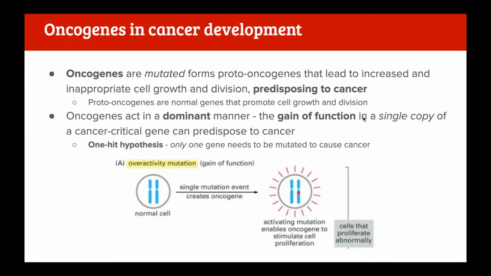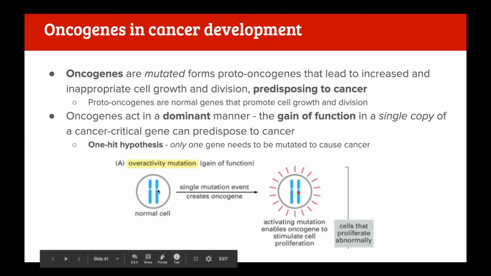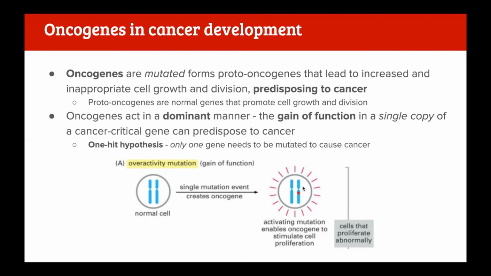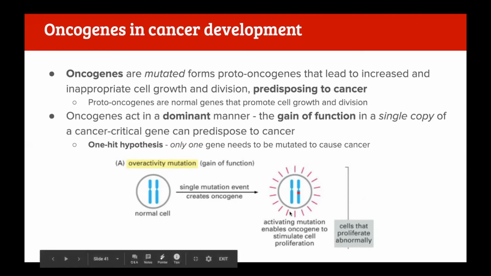So the gain of function in a single copy of a cancer-critical gene can predispose to cancer. It follows what we call the one-hit hypothesis, which is what you'll need to remember, which basically just means that you only need one gene to be mutated to cause a cancer, okay? You can see here, a normal cell has 2 genes, and then you'll have a single mutation event that creates an oncogene, and it only needs to occur in one gene, in which case you may have cancer.